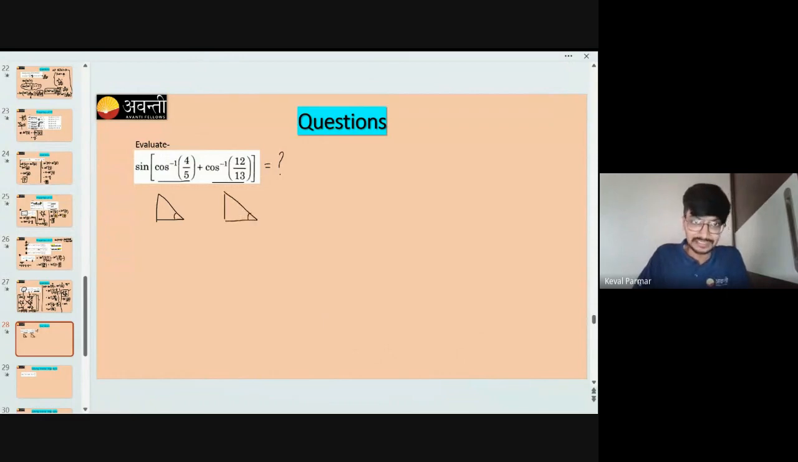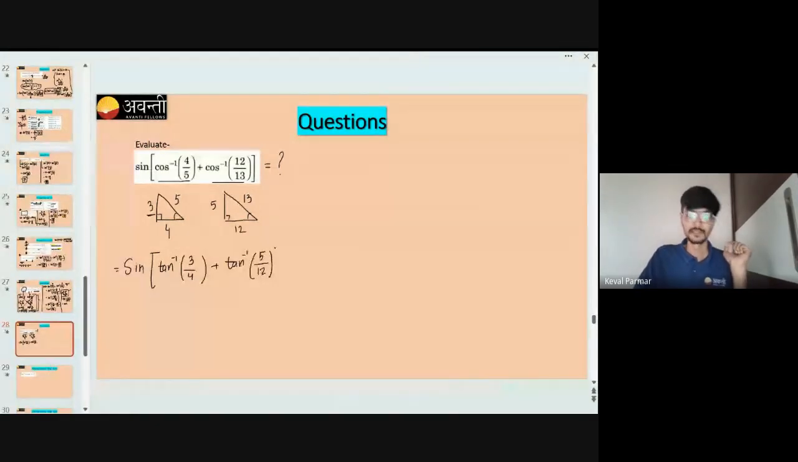So cos inverse is adjacent upon hypotenuse; by Pythagoras, this will be 3. Similarly, here cos inverse is adjacent upon hypotenuse; by Pythagoras, this will be 5. We need to convert cos inverse into tan inverse. So I can write tan inverse. Tan inverse is opposite upon adjacent. Opposite 3, adjacent 4. Opposite 5, adjacent 12. So this is x, this is y.